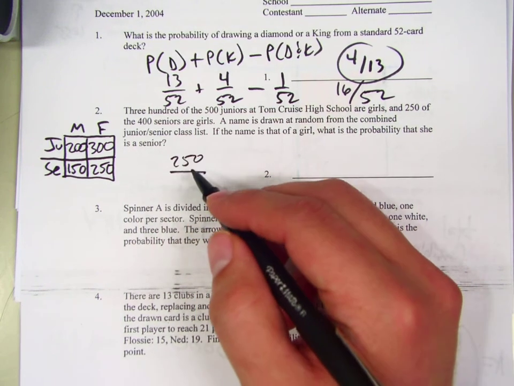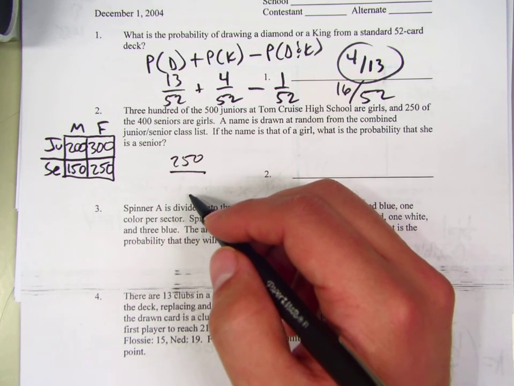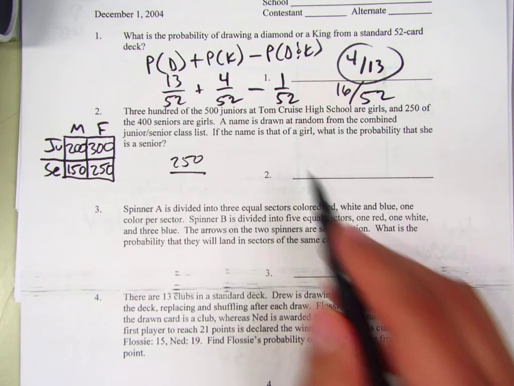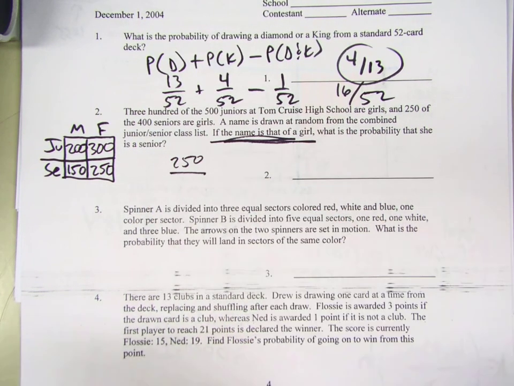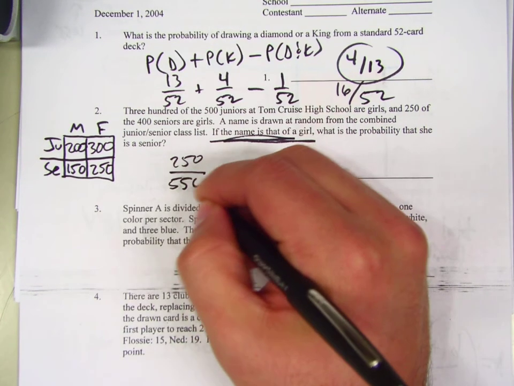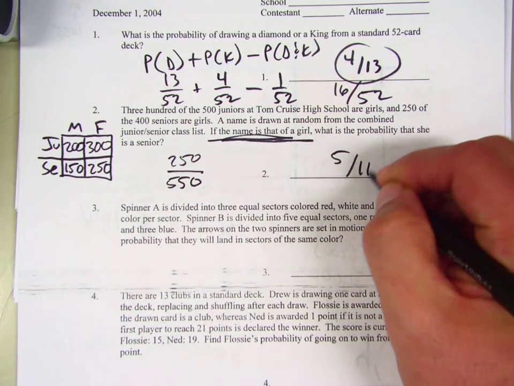250 over... Which total? It's not the whole total. Just females. Because look at what they told you right here. If the name is that of a girl, so we're only focusing on the girl column. So how many total girls are there? 550. How many of those were seniors? Well, that's 250. And so if you reduce that, it's 5 out of 11.